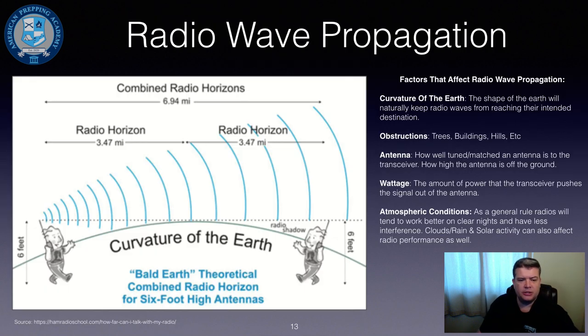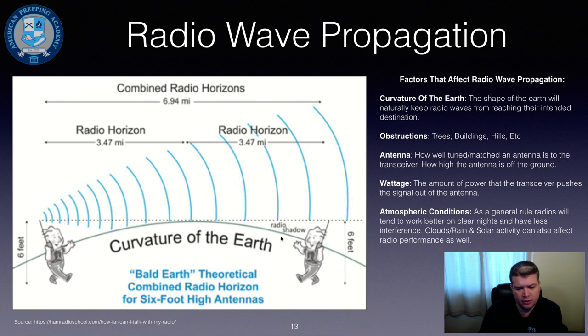Okay, here is another look at radio wave propagation. There are some factors that affect radio wave propagation. The curvature of the Earth is a big one. The shape of the Earth will naturally keep radio waves from reaching their intended destination. And we can see that explained right here.